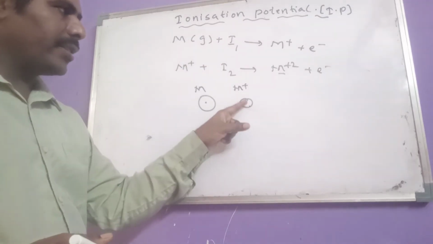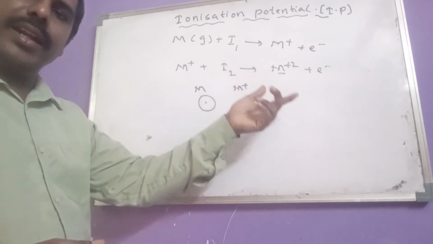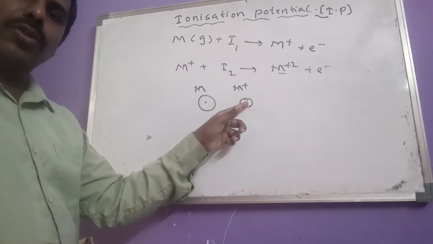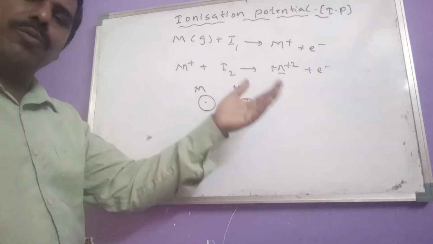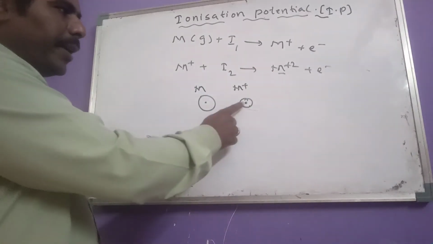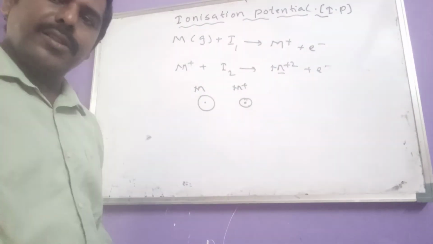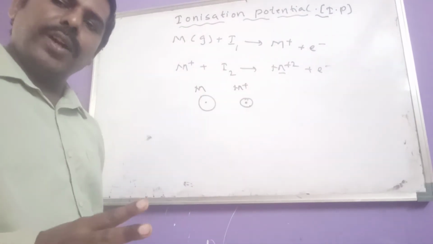So to remove one more electron from this, this time we have to give a greater amount of energy, because the electron is near the nucleus and strong attraction is present. So that is one explanation.